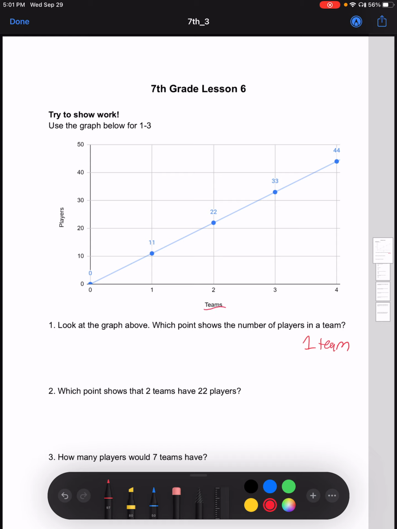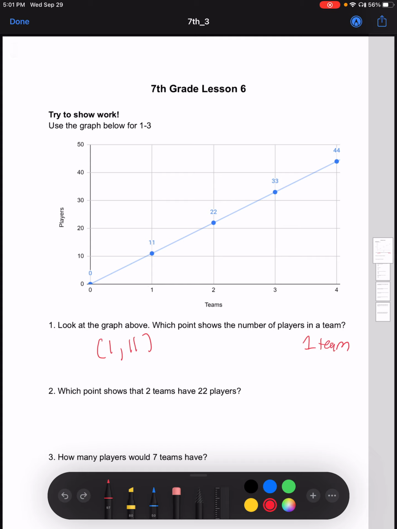If we look at the x-axis, we can see that it represents the number of teams. Therefore, our x-coordinate would be 1 since we're looking for the number of players on one team. We can see on the graph that at 1, it's 11 players on one team, or a value of 11 in the y-axis. Therefore, our answer would be this point, right there, or in other words, 1, 11, the coordinate on the graph.